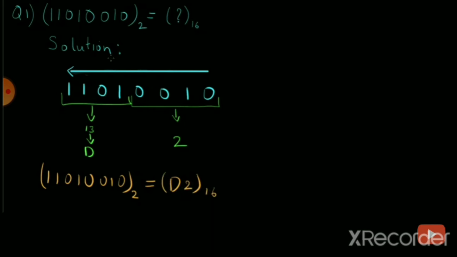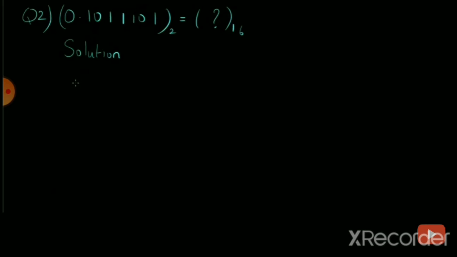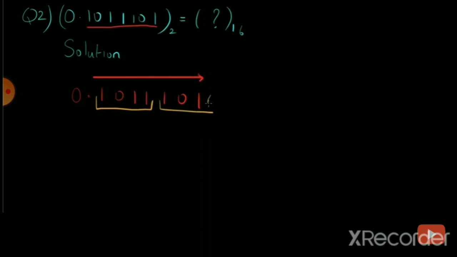Now let's move on to question number 2. Question number 2 consists of a fractional binary number. In this case we are only interested in the fractional part. So let's first write down the question. In case of fractional values, we start making pairs from left to right of the decimal point. So here 1011 will be the first pair and 101 with an additional 0 just for pairing purpose will be the second pair. This 0 doesn't have any positional value, it's just for the pairing purpose.